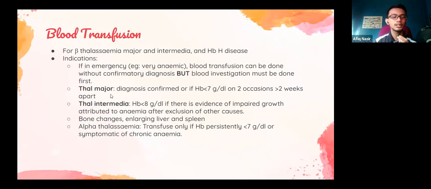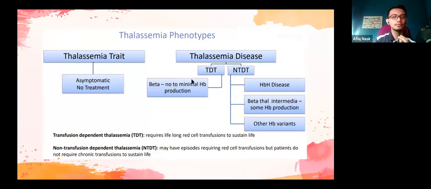And we do it for thalassemia major if the hemoglobin is below 7. And we also do blood transfusion sometimes in thalassemia intermedia patients if the hemoglobin falls below 8. Based on the blood transfusion, thalassemia is divided into two: transfusion dependent thalassemia and non-transfusion dependent thalassemia.